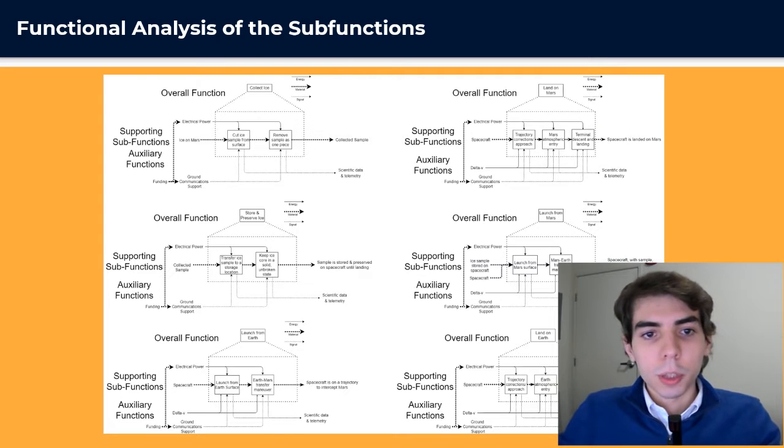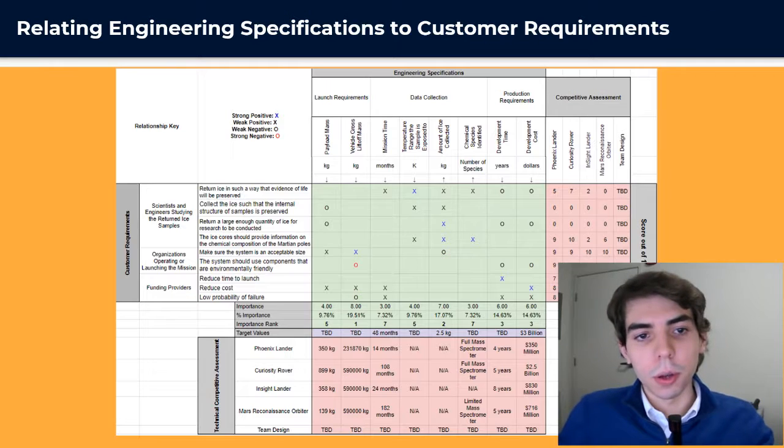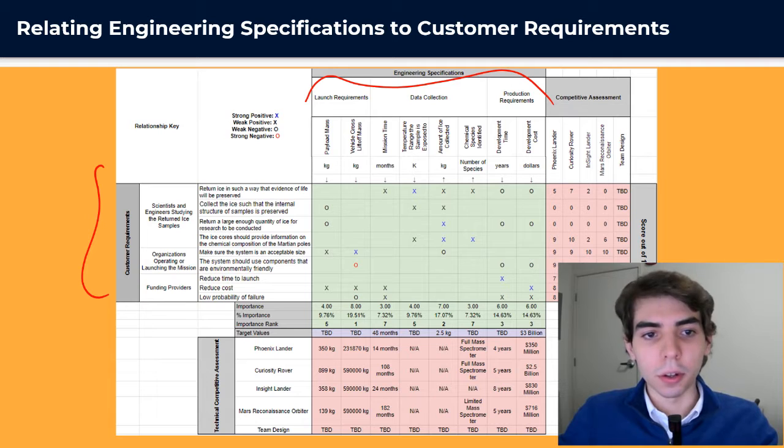In order to relate our engineering specifications to the customer's needs, we used a house of quality. On the left, you can see our customer requirements divided up by stakeholder. On the top, you can see our engineering specifications divided into the categories of launch requirements, data collection, and production. In the middle, we mark which customer requirements are related to which engineering specifications, and whether there is a strong or weak and positive or negative correlation.